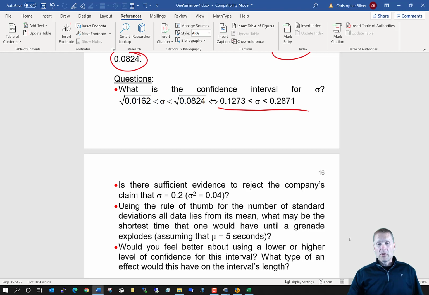Well, sigma 0.2 is inside the interval. Sigma could be 0.25. It could be 0.13. It could be anything between those two numbers. And so is there sufficient evidence to reject the company's claim? No, there isn't.